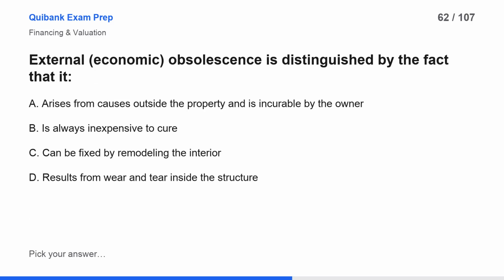Question 62. External economic obsolescence is distinguished by the fact that it A. Arises from causes outside the property and is incurable by the owner. B. Is always inexpensive to cure. C. Can be fixed by remodeling the interior. D. Results from wear and tear inside the structure.